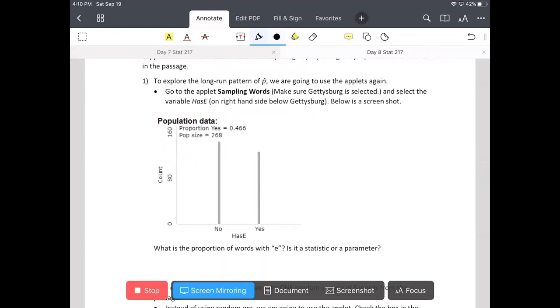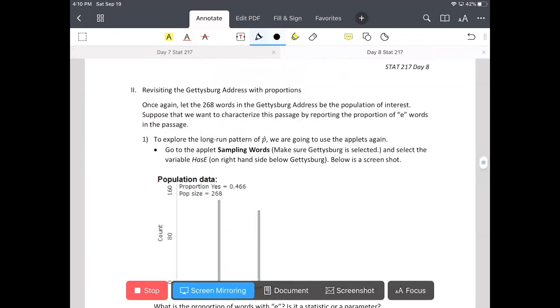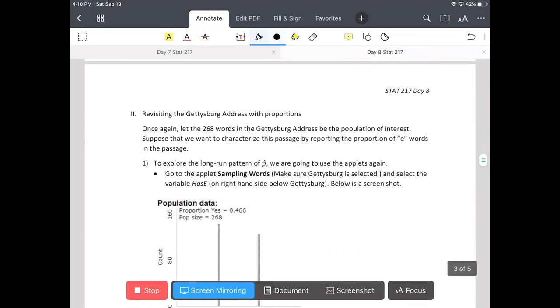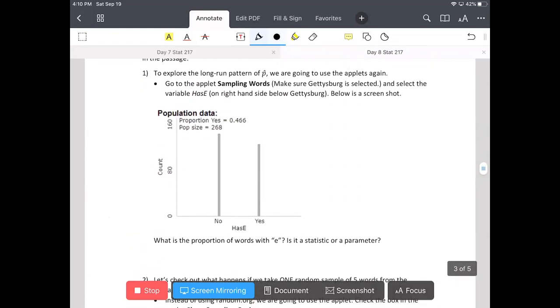We're going to use the applets again. I'm not going to go through this. You can go through this now. So you want to go back to that sampling words applet, make sure Gettysburg is selected, and then select the variable has E. It's on the right-hand side below Gettysburg. And I took a screenshot.